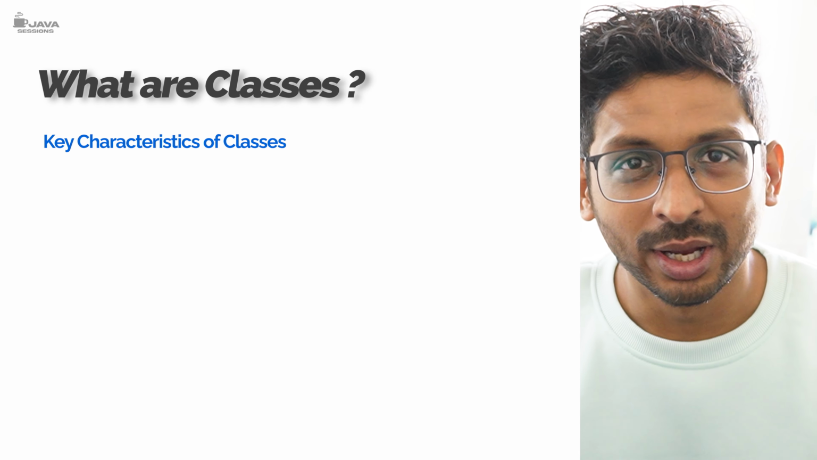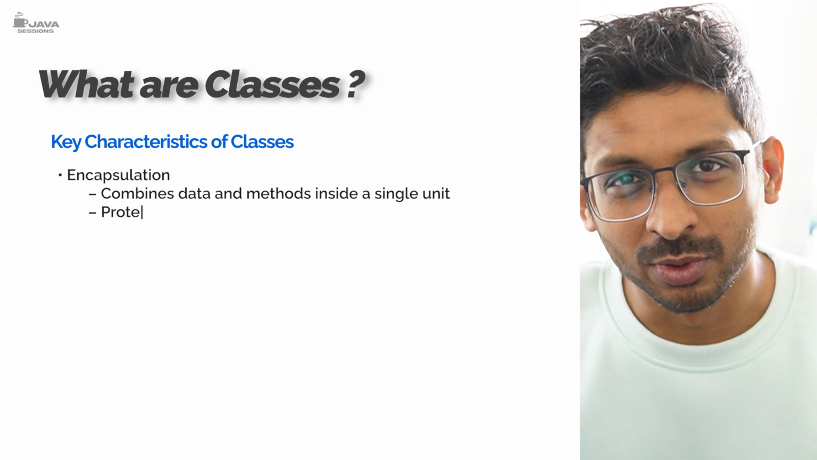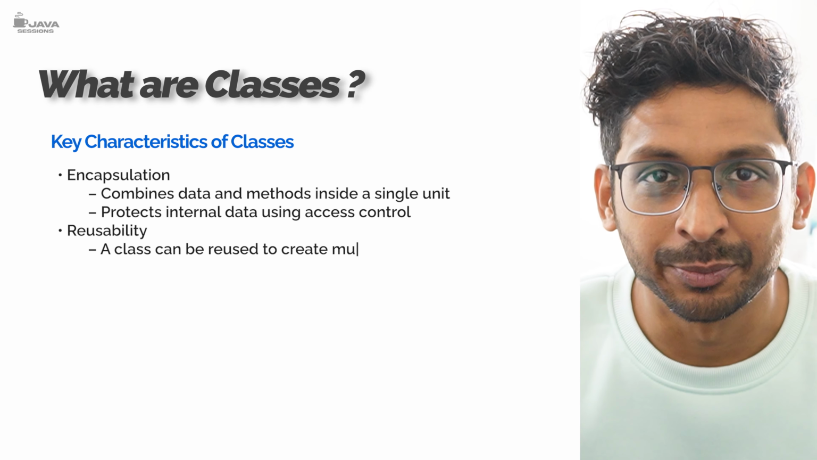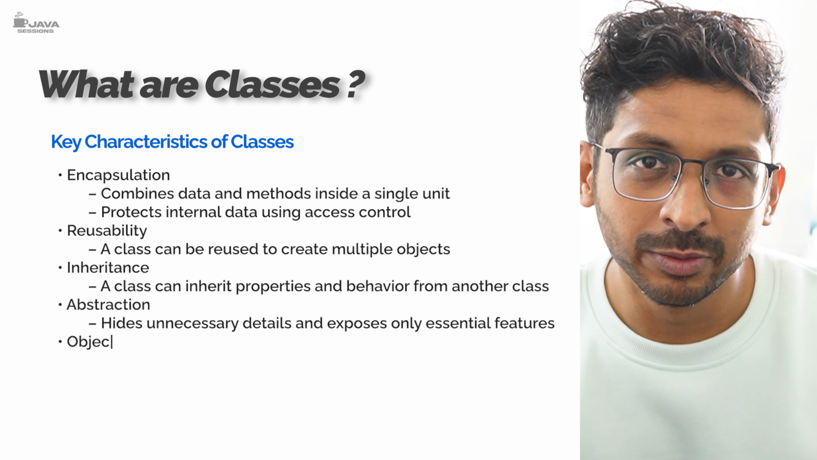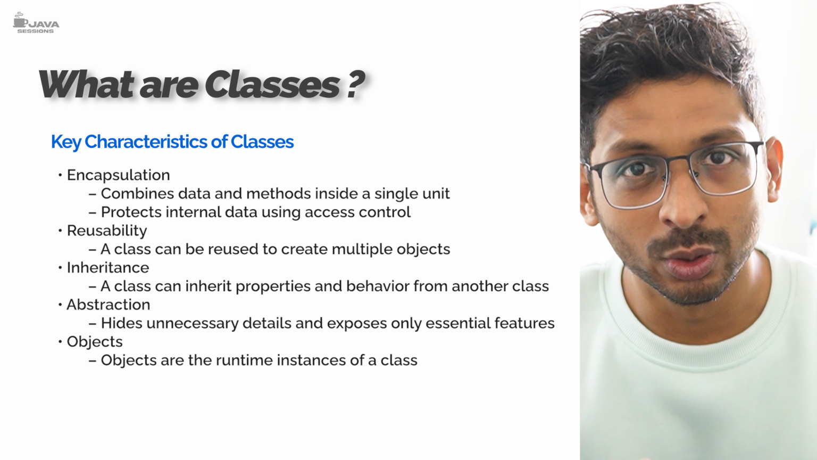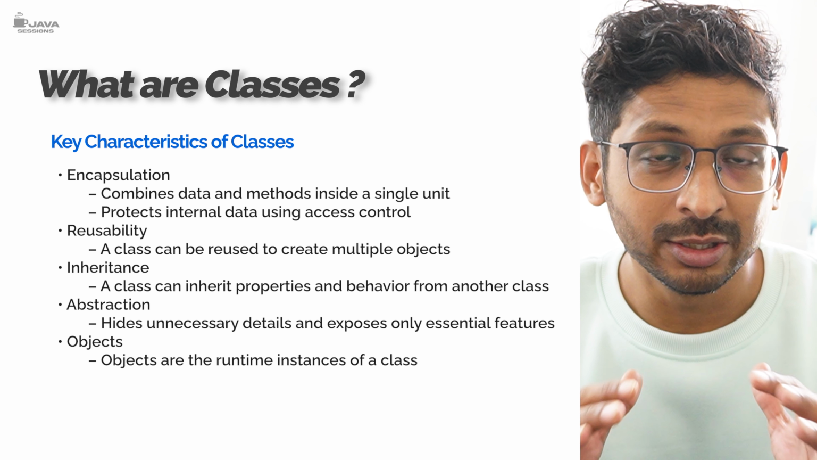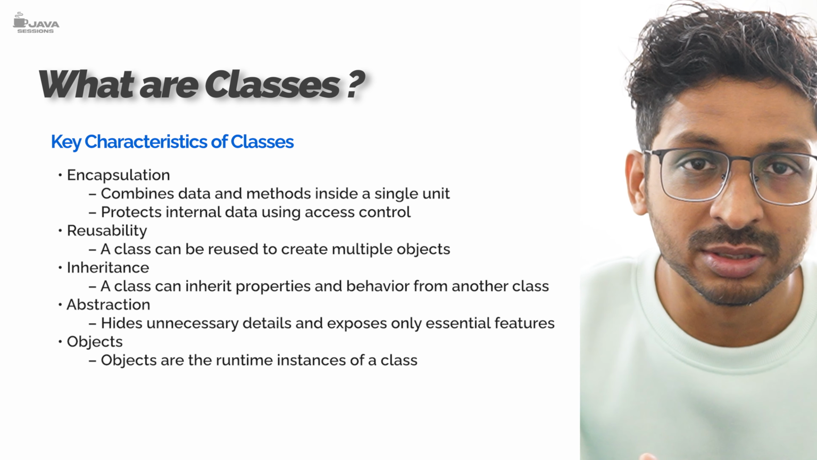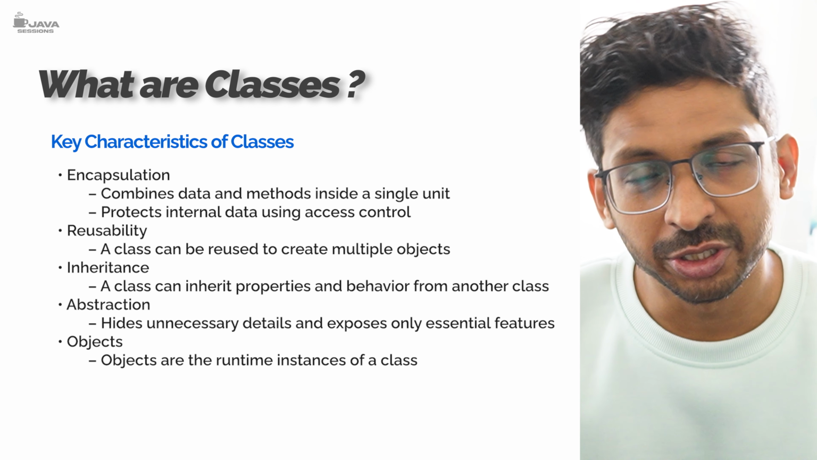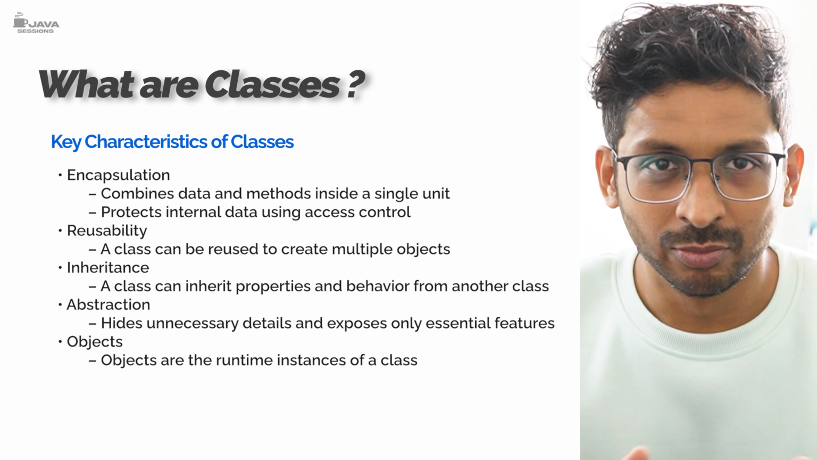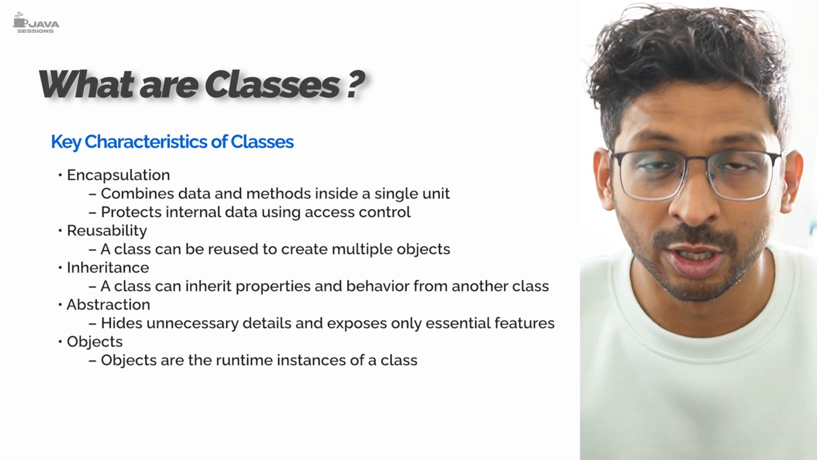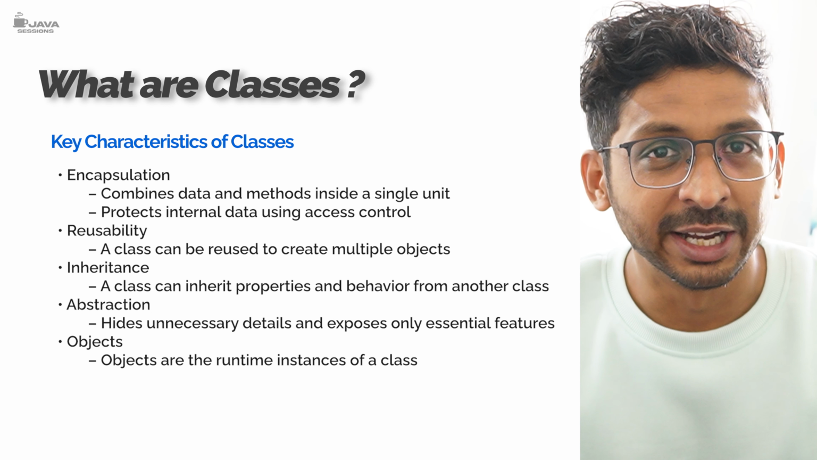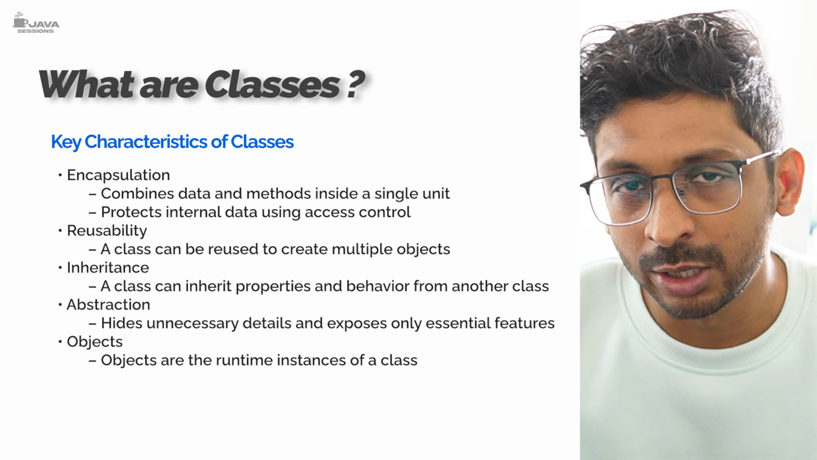Let's look at some of the key characteristics of classes. The first one is encapsulation. A class bundles the data, that is fields, and the behavior, that is the methods, together into a single unit. Not only that, but it also protects the internal state of an object by restricting direct access to the fields. We can instead use a separate set of methods like getters and setters. These are going to help you interact with these fields, getting the field value and setting the field value.